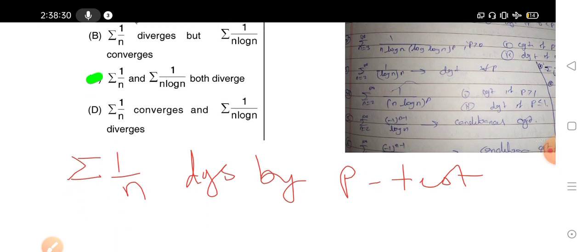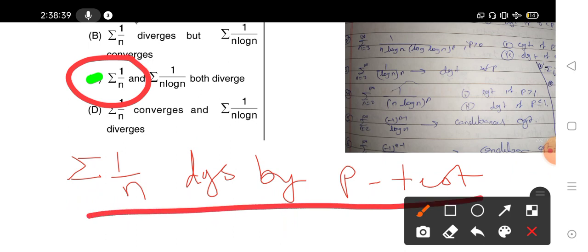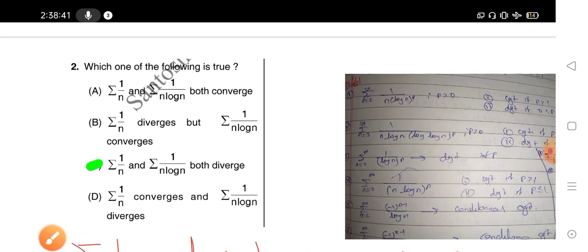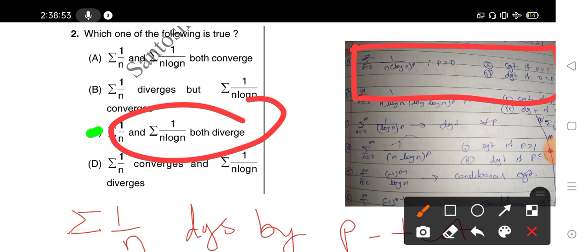Here sum 1 upon n and sum 1 upon n log n both diverge. Here sum 1 upon n diverges by the p test, here p equal to 1. So this diverges, and this is one result: the sum n runs from 1 to infinity of 1 upon n (log n) raised to p, if p is greater than 0, is convergent if p is greater than 1 and diverges if 0 is less than p is less than or equal to 1. Here p is 1, so this diverges.